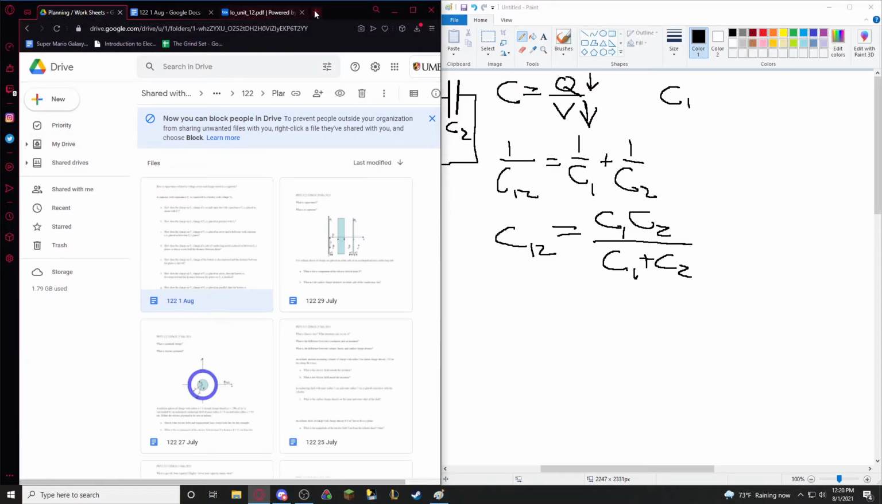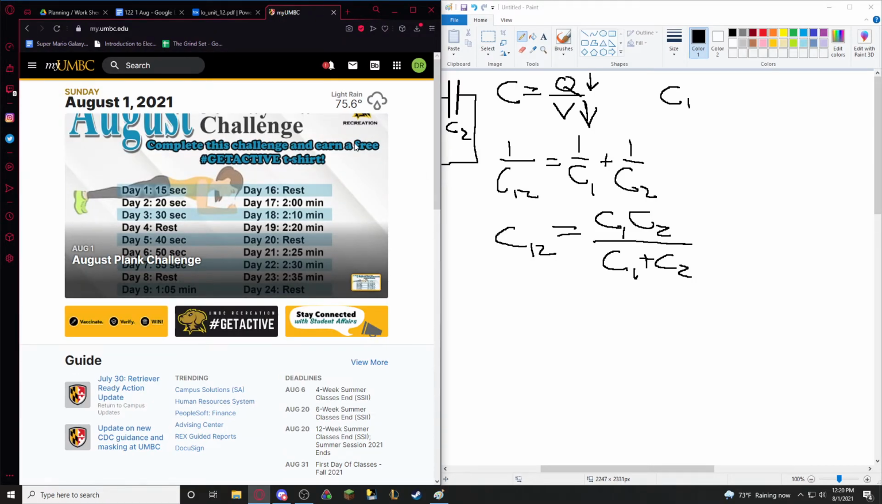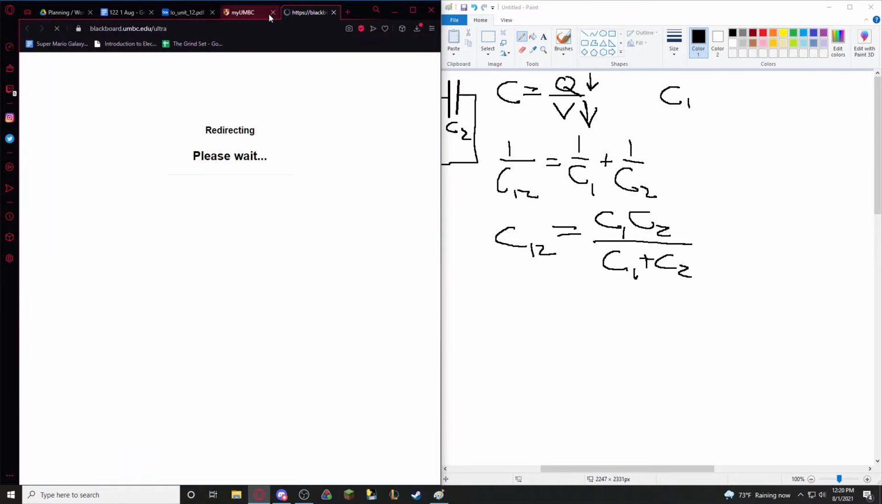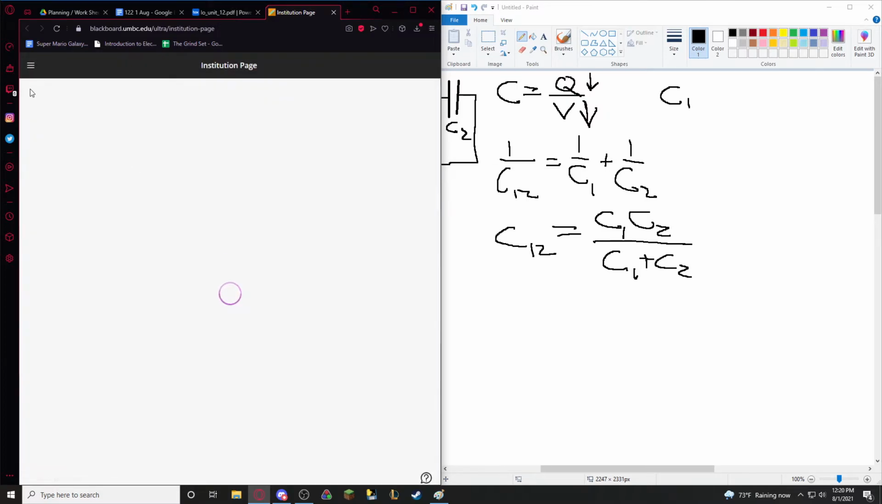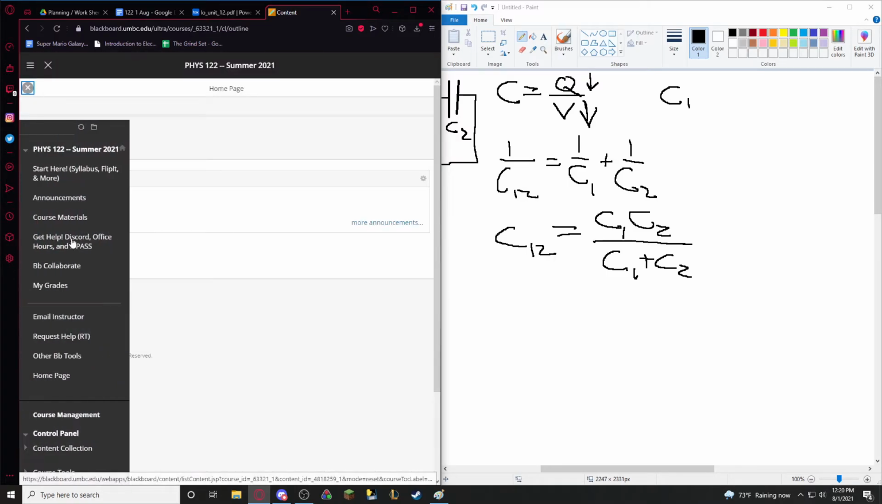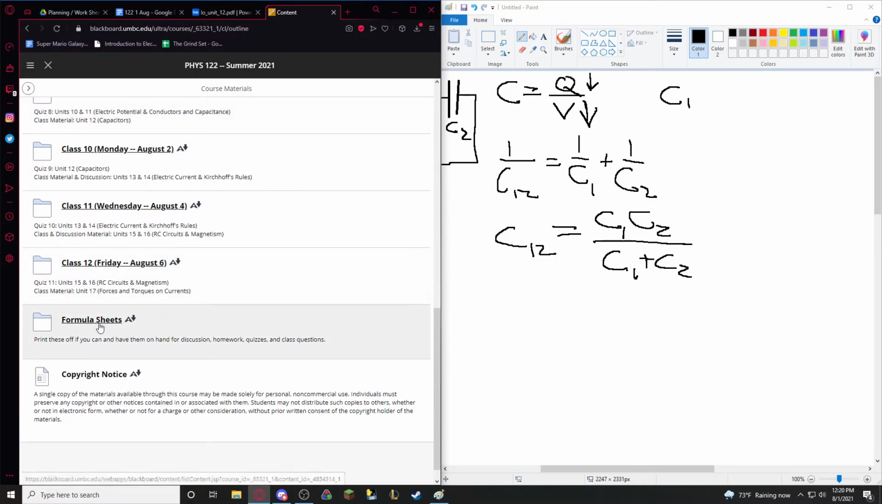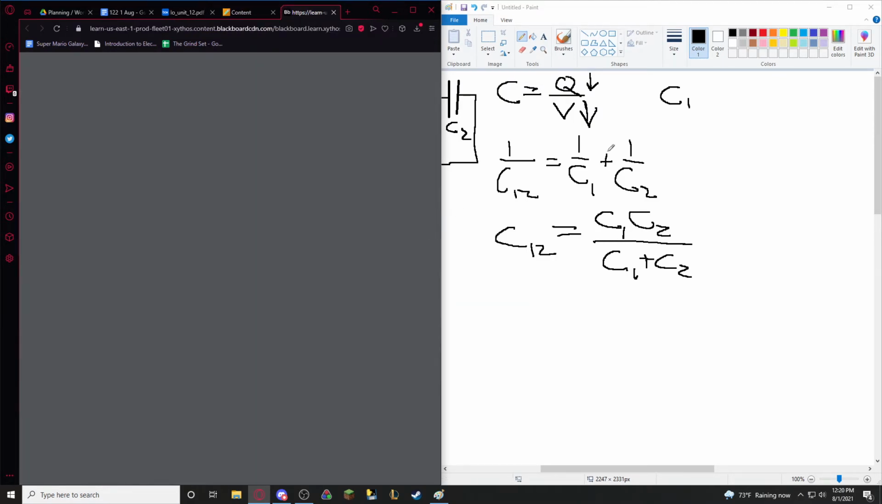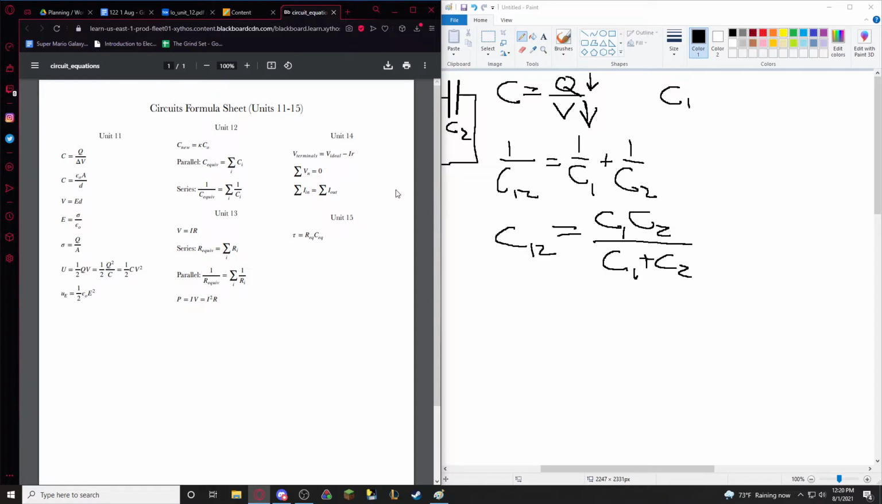Let me actually pull up your formula sheet because there's some useful stuff here. Oh, okay. I think I got it. We're looking for C1, right? Yeah. So it'd be C1 is equal to C2 times V2 over V1. Wait, sorry. Repeat that. C1 is equal to C2 times V2 over V1.